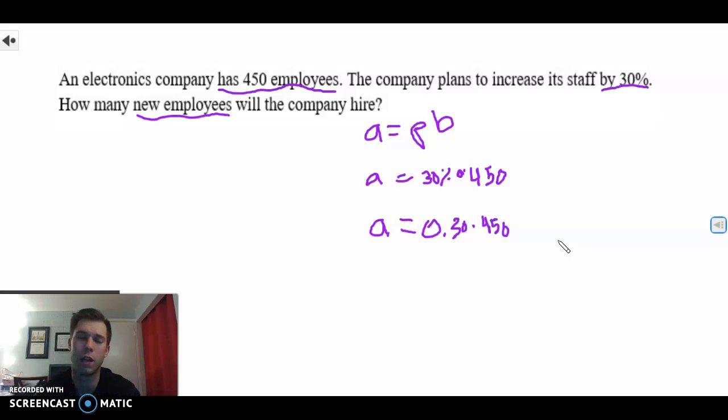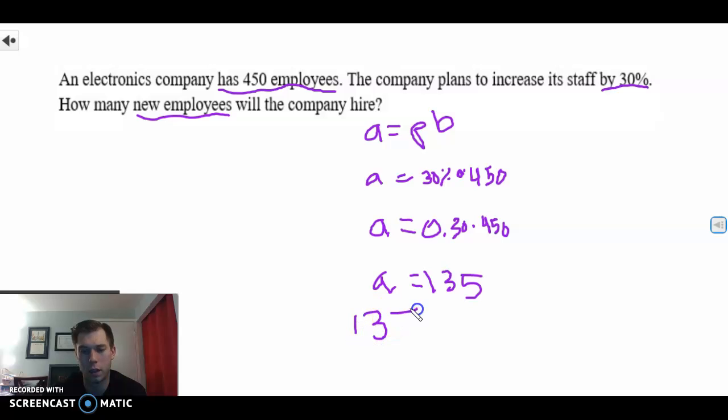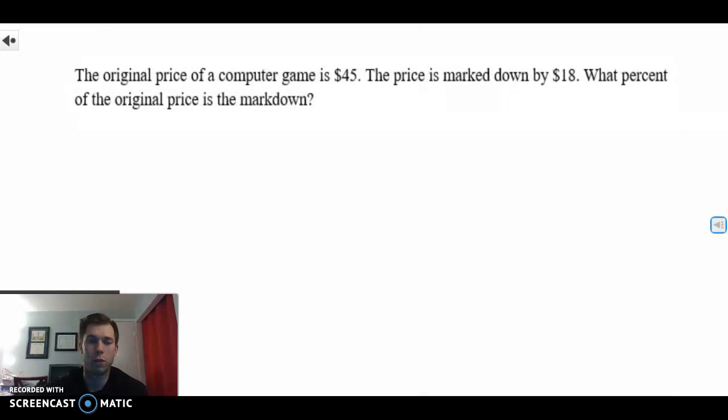When you guys do that, you will get 135. So A, or the part, equals 135. So then how many new employees will the company need to hire? Well, the company will need to hire 135 employees. Alright, let's keep going on, guys. Got another word problem for you.